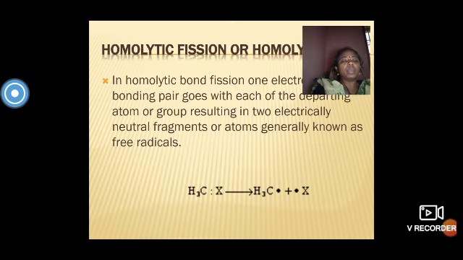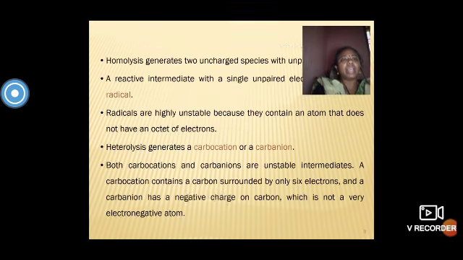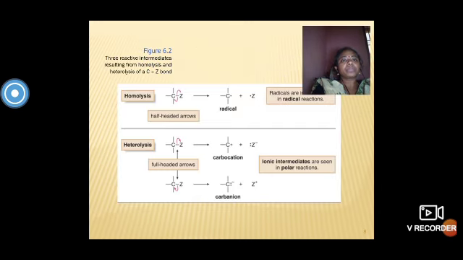Homolytic fission, or homolysis. For example, methyl halide can be dissociated into a methyl free radical and a halide free radical. So, homolysis produces free radicals. Heterolysis generates carbocation and carbanion. So, these are the representations of homolysis and heterolysis.